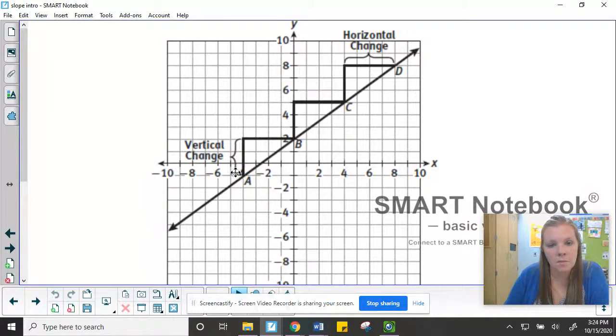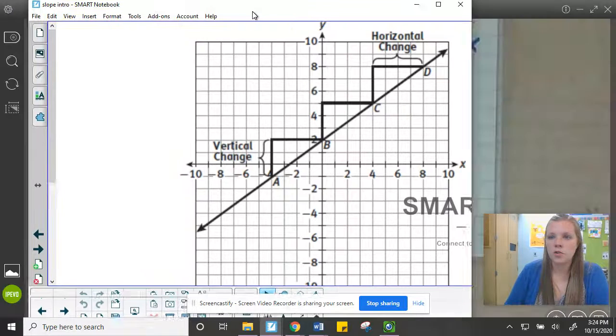To get from A to B, I go up 3 boxes and over 4 boxes if you count. 1, 2, 3, over 1, 2, 3, 4. So that is what the slope is. I rise 3 and I run 4, which means my slope is 3 over 4. We're going to practice that a lot.